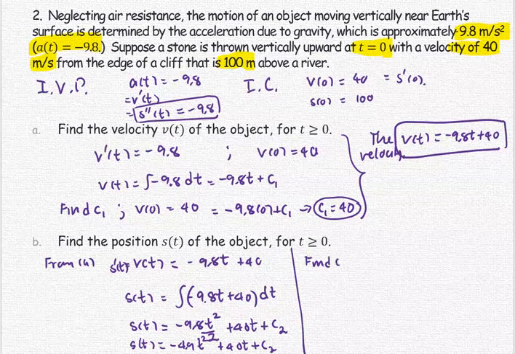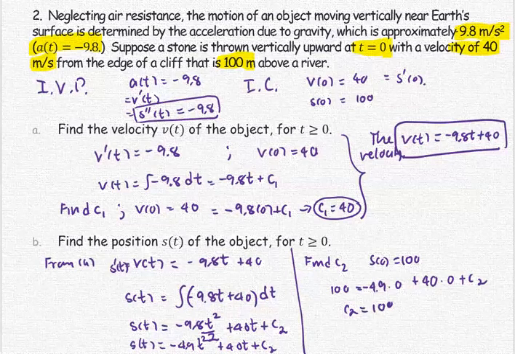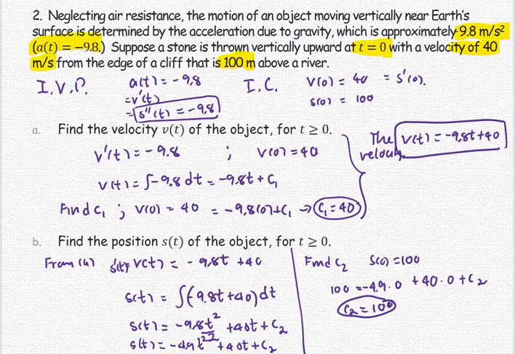Next, we're going to find c2 using the initial condition. The initial position s(0) equals 100. So the left-hand side, s at t equals 0, is 100, equal to negative 4.9 multiplied by 0 squared plus 40 multiplied by 0 plus c2, so c2 equals 100. For c2 equals 100, we get the position function s(t) as negative 4.9 t squared plus 40 times t plus 100.